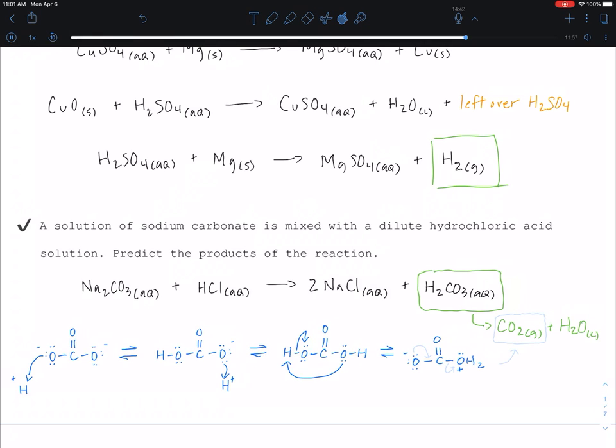So now, the electrons on this oxygen that was just deprotonated collapse to form a double bond between that oxygen and that carbon, and we can kick water off. And that's what you get. The carbon dioxide gas would be one of your products. This is also a gas evolving reaction. If you do a reaction that just happens to produce a product that is in the gas phase, it is considered to be a gas evolving reaction.